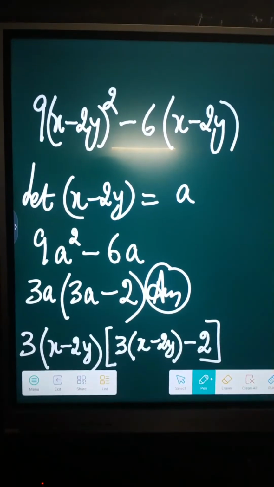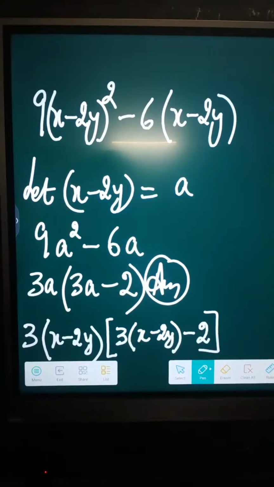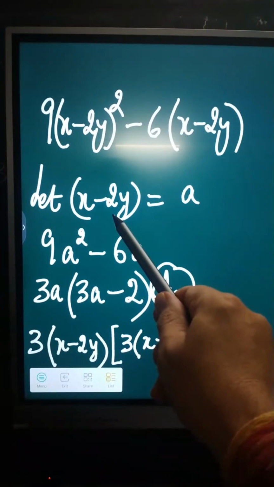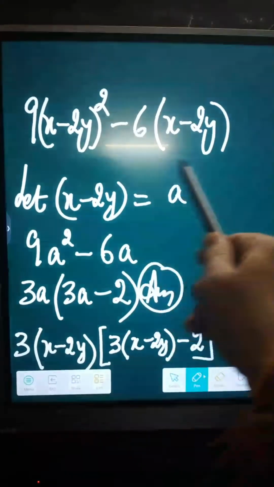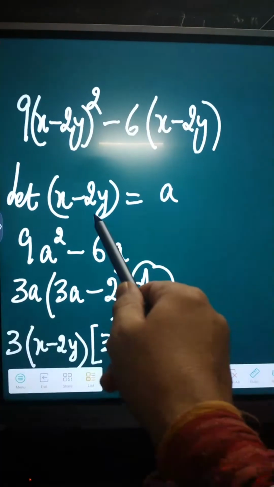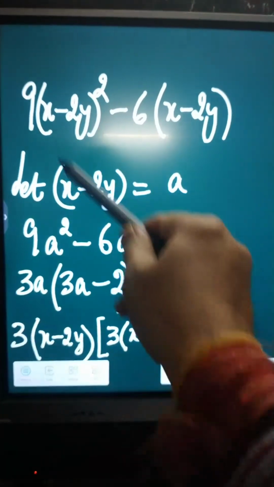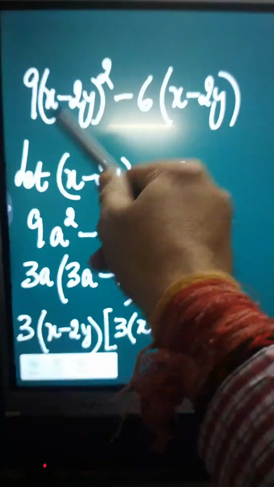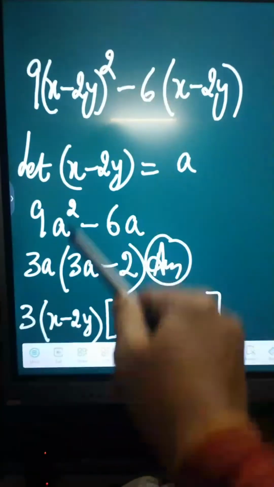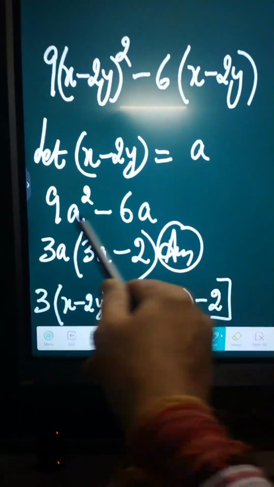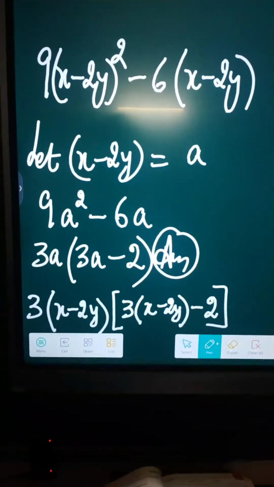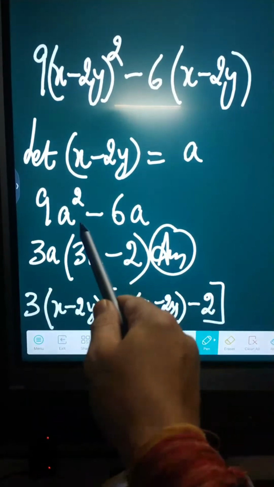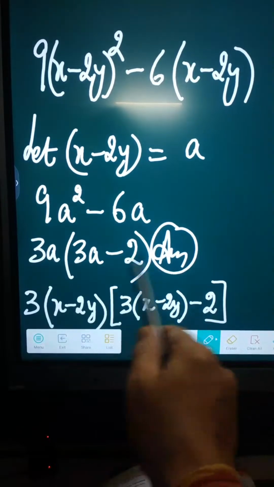Take a screenshot of this. 9 bracket x minus 2y square minus 6 bracket x minus 2y. We suppose x minus 2y as a because both the brackets are the same, to make it simpler. So x minus 2y is a. So the question will become 9a square minus 6a. This will become a square and this will become a. So 9a square minus 6a. It is easy to factorize this by taking the HCF. So 3a is the HCF. Now this factorization will be done like we did the previous question. The answer is 3 into 3a minus 2.